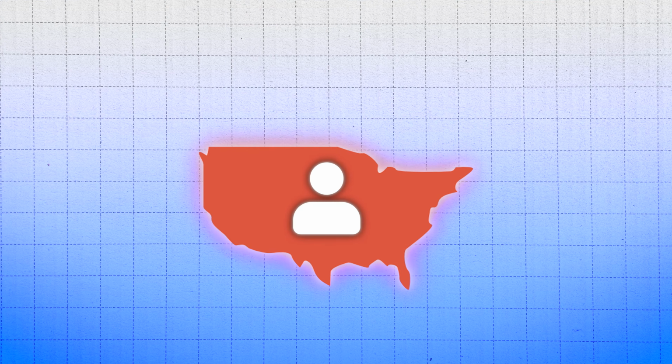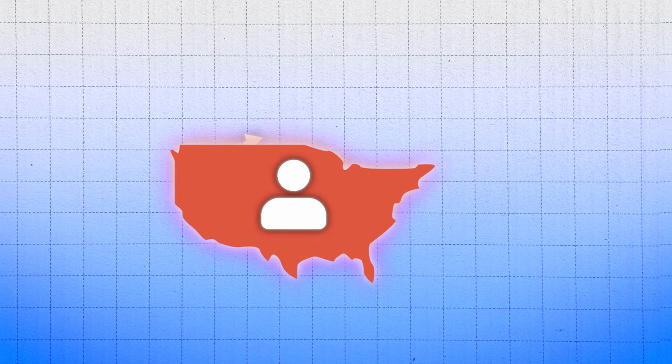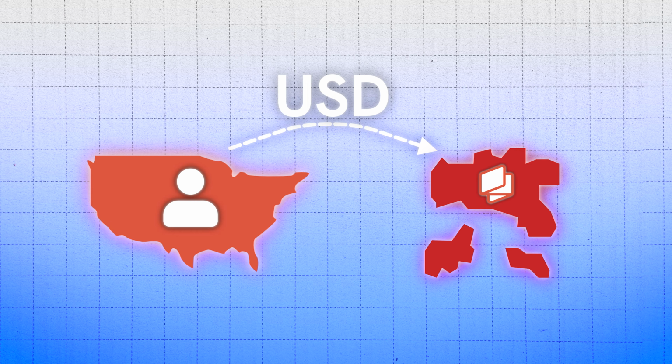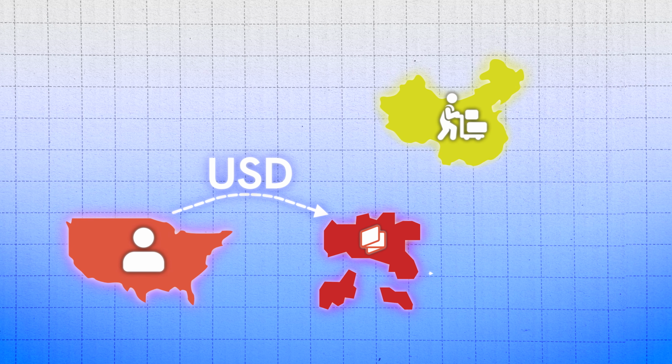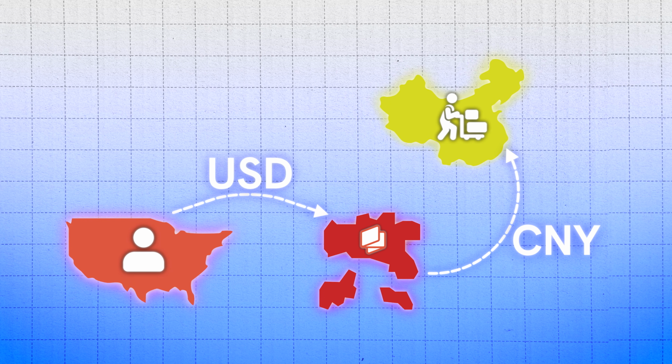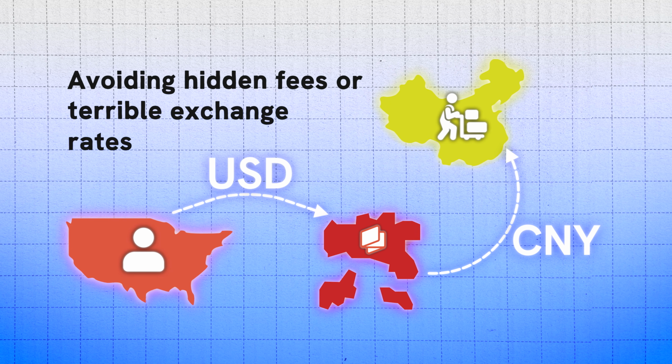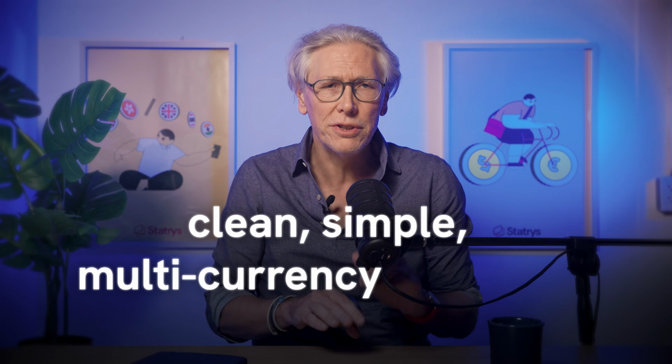Imagine this. Your customer in the US pays in US dollars to your Statrys business account in Hong Kong. Then you pay your Chinese supplier directly in China, possibly in renminbi, while avoiding the hidden fees or terrible exchange rates. Just clean, simple, multi-currency cash flow.